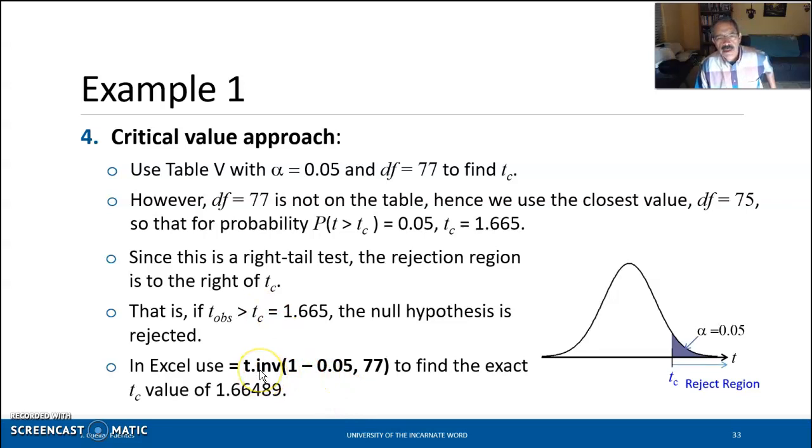Also, I'm giving you the Excel equation if you'd like to use it. You can just type this in, equal to TINV and parentheses and these numbers, close it, press enter, and that will give you the exact t critical value, which is 1.66489, which is very close to the value we get from the table. All right, so now we know where the rejection region is, and it is defined for values larger than 1.665.